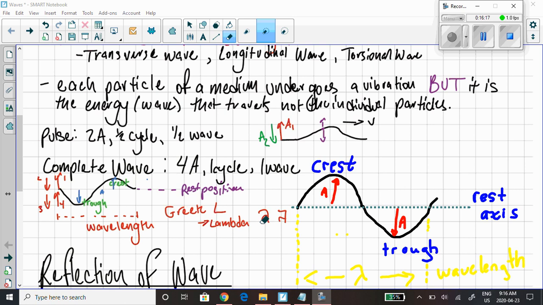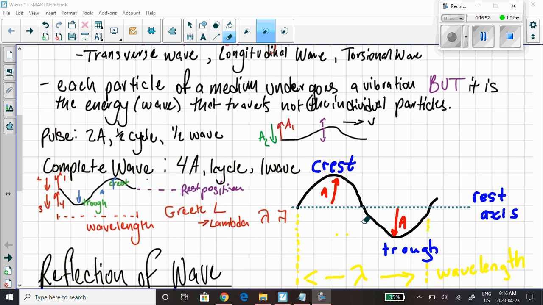It looks like this. Okay, so I've drawn it larger here. A complete wave is a crest. There's the amplitude of the crest. A complete wave also includes a trough. There's the amplitude of the trough. It's negative A, and this would be positive A, measured from the rest axis. And a complete wave here from the beginning to the end is the Greek letter for L, lambda, known as wavelength. 4 amplitudes make a complete wave. All right?